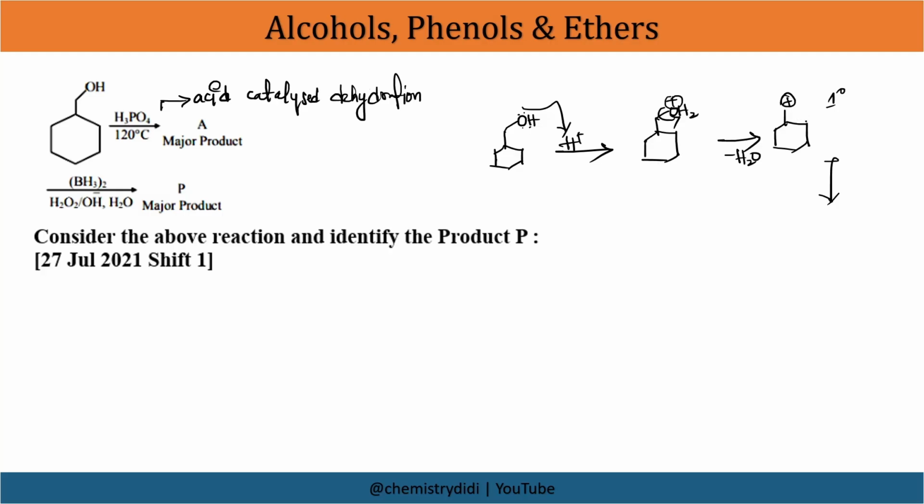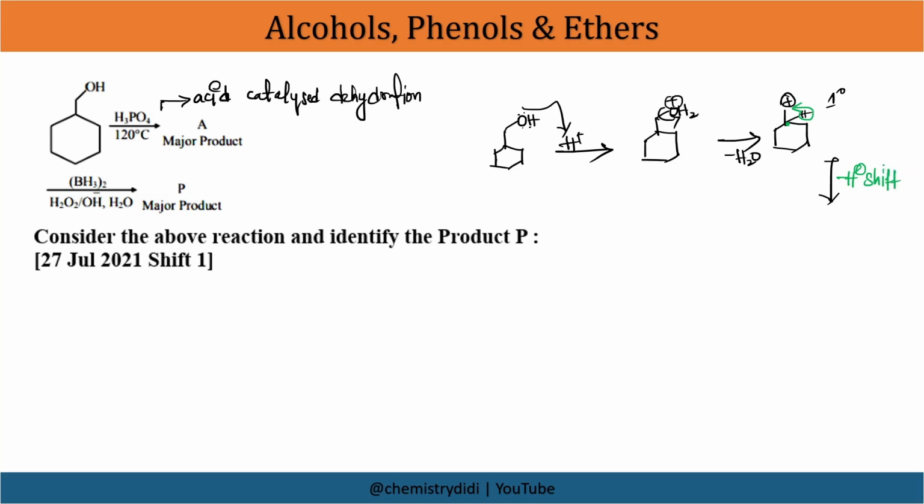If you shift this hydrogen over here from here, let me change the color. If you do the hydride shift, we'll get the carbocation on this carbon. Then this carbon is tertiary, right? Because it is attached to three different groups. So here we are doing a hydride shift.